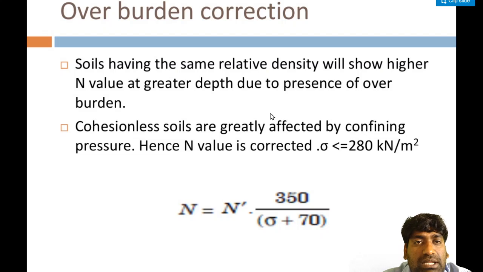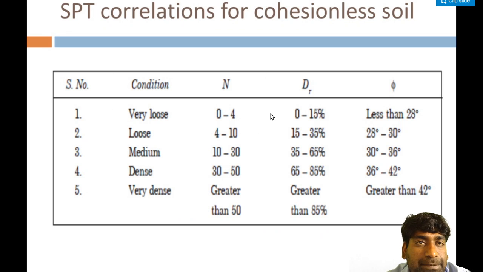Overburden correction: soil having the same relative density will show a higher N value at greater depth due to the presence of overburden. Cohesionless soils are greatly affected by confining pressure, hence the N value is corrected. For sigma less than or equal to 280 kilonewton per meter square, N = N' times 350 upon (sigma + 70). So these are some SPT correlations for cohesionless soil.